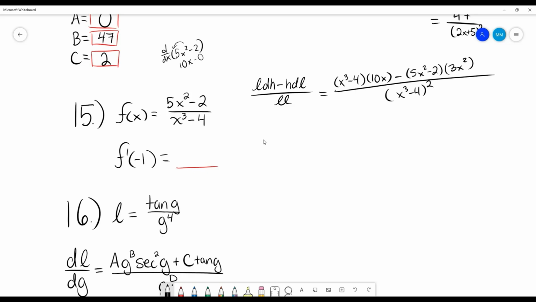Okay, now, honestly, we could just plug in the -1 to this. We don't actually have to simplify. It might be easier for us to simplify, but that's extra time. So I'm just going to go ahead and plug it in as is.